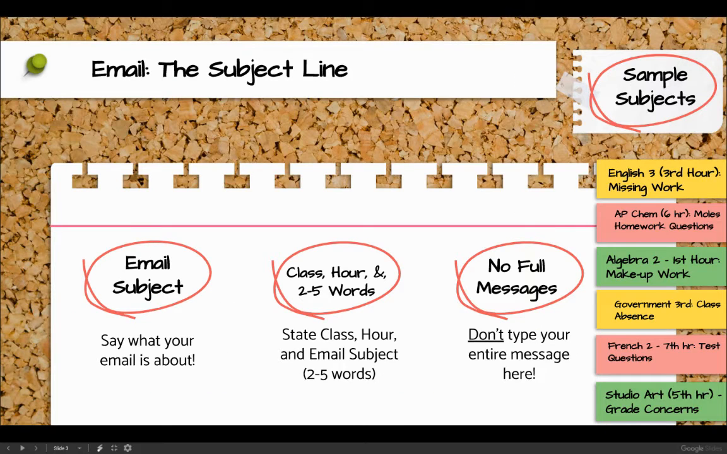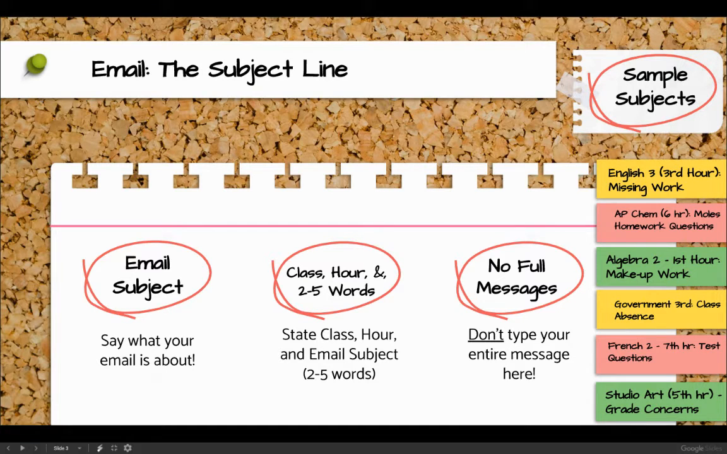All right, so the subject line here is just some samples over here. It's kind of a different looking slide along the right side of the slide. So let's say English 3, third hour, missing work. So your teacher's going to see that. They're going to see who it's from and be like, oh, okay, somebody in my third hour has some missing work. They're probably asking me what work they need me as their teacher to send to them because they've got some missing work. Okay, the next one, AP Chem, 6th hour, moles homework questions.